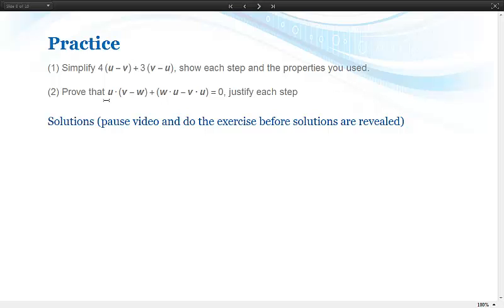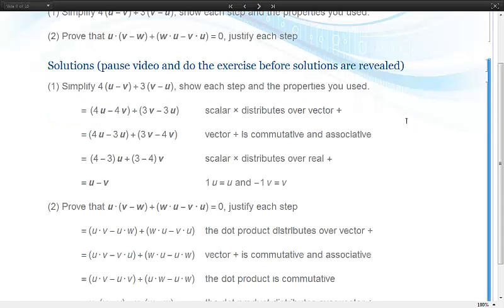The second one is to prove that if I take the dot product of u with the vector quantity v minus w and then add the following dot products, w dot u minus the dot product v dot u, I get 0, and justify each step. So pause the video here, work these exercises to the best of your ability, and then we can compare answers. Okay, I hope you were successful in working these exercises. Let's see if we can compare answers.